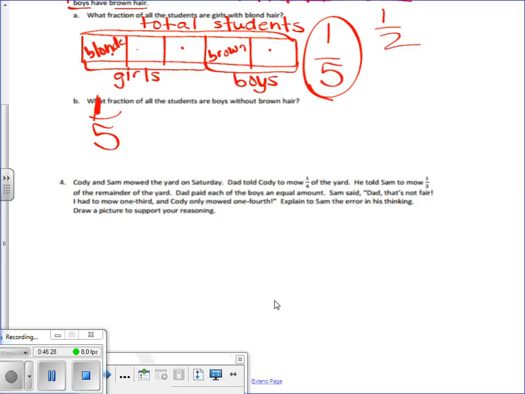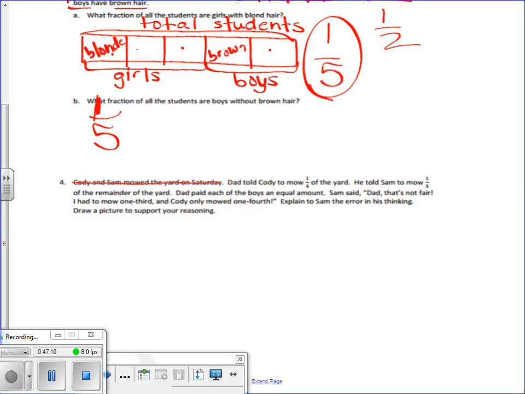None of these were a number multiply type problem. You had to actually do some work. You had to read the problem and even kind of draw it out to try to figure it out. So let's take this information and look at it. Cody and Sam mowed the yard on Saturday. Is that important? No, I'm going to kind of ignore that. Dad told Cody to mow 1/4 of the yard. That is important.